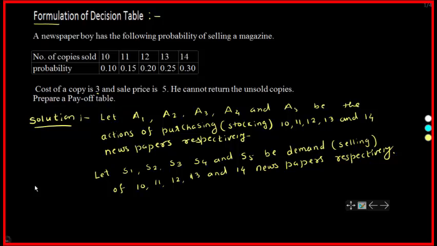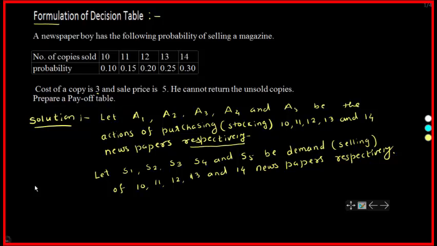In this point of view, first we have to prepare a payoff table or a decision table and then using any one of the criteria, EMV or EOL criteria, we can find the best decision. What are the actions? Here the actions are purchasing or stocking 10 newspapers, 11 newspapers, 12 newspapers, 13 newspapers and 14 newspapers. So we have taken actions A1, A2, A3, A4 and A5 be the actions of purchasing or stocking 10, 11, 12, 13 and 14 newspaper respectively.